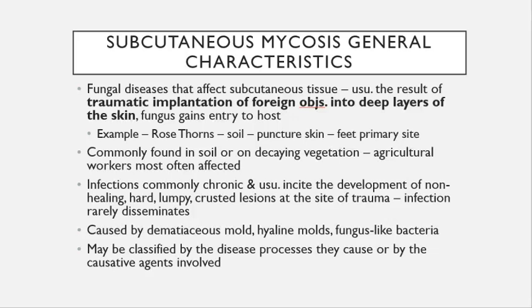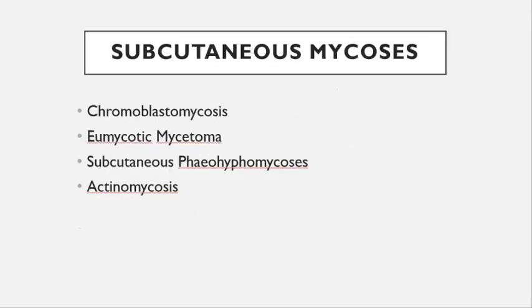Infections are commonly chronic and usually incite the development of non-healing, hard, lumpy, or crusted lesions at the site of the trauma. Infections rarely disseminate or spread to other areas of the body. Subcutaneous mycoses are often caused by dematiaceous molds, hyaline molds, or fungus-like bacteria. Subcutaneous mycoses may be classified by the disease process they cause or by the causative agents that are involved. Here are some of the subcutaneous mycoses that we are going to discuss: chromoblastomycosis, eumycotic mycetoma, subcutaneous phaeohyphomycosis, and actinomycosis.